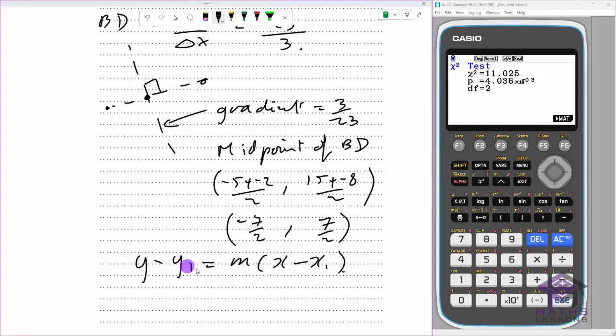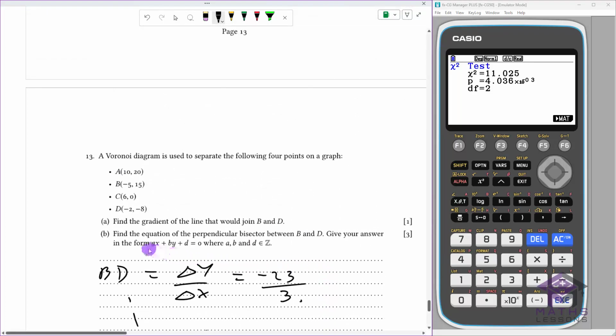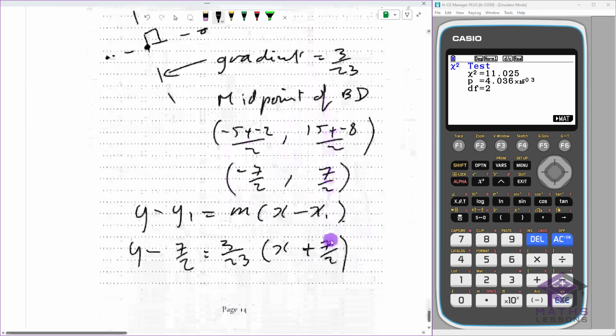just going to be the y1 and x1 is a point on the line. Now the midpoint is on this line. And we've got our gradient, which is m. So we just write down y minus y1, which is 7 over 2, equals 3 over 23 times x minus minus 7 over 2, so that'll be a plus, because a minus gives me a plus. Now, it says ax plus by plus d equals 0, where a, b, and d is a member of the set Z. Z means integers, which are positive or negative whole numbers.